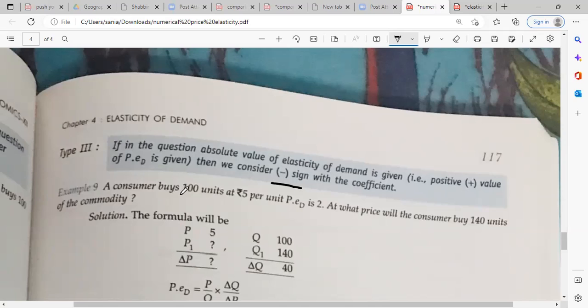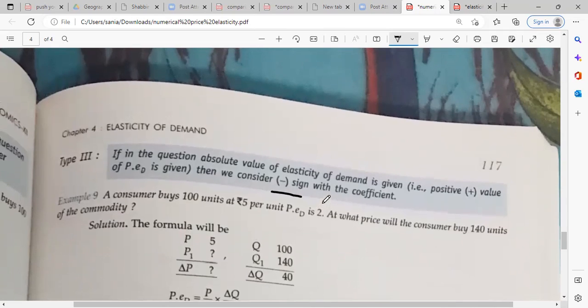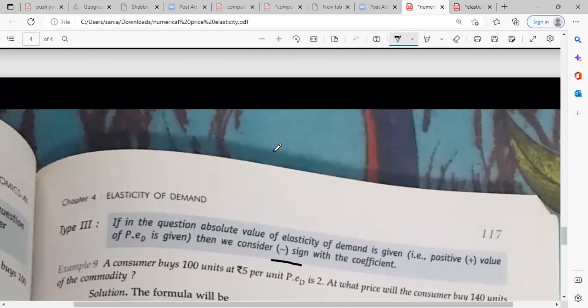A consumer buys 100 units at rupees 5 per unit, which is PED 2. At what price will the consumer buy this commodity? So simply you have to solve it. It is the same, right? You will try to do this, and then I'll tell you. First, write type 3. Yes, ma'am. They are just saying that absolute value is given, so you use absolute. But if they have given negative, then you have to consider negative.